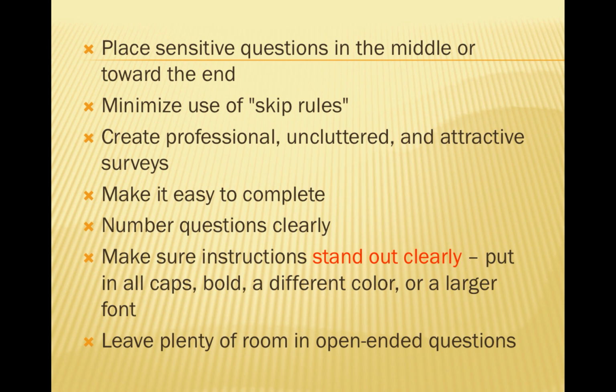Anything sensitive should be in the middle or the end of the survey. If you're asking about incest, for example, you want to ask towards the end, not immediately. Minimize the use of skip rules if you can, like if you answer yes to this, skip to question 18. Only because it can be confusing. You can actually set up the online software to do that for you. So if you do that, that's fine, but just avoid making the participant have to think, okay, where do I go next?